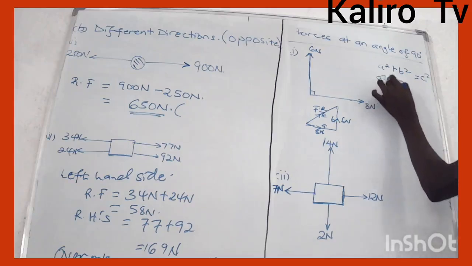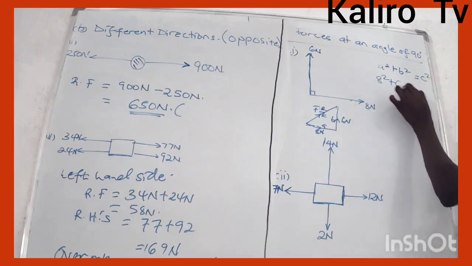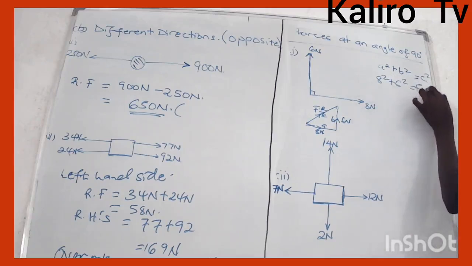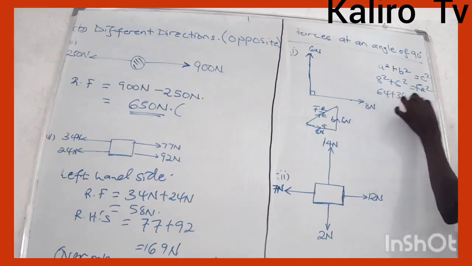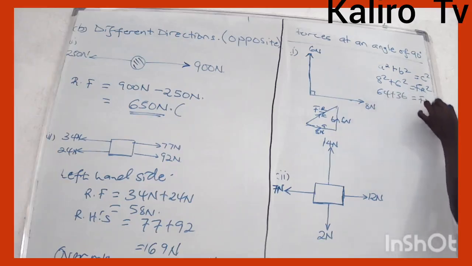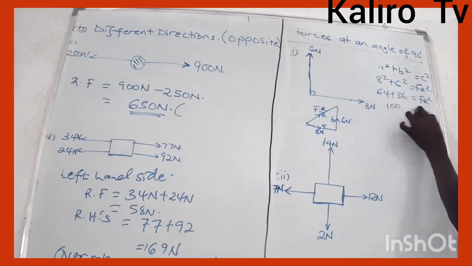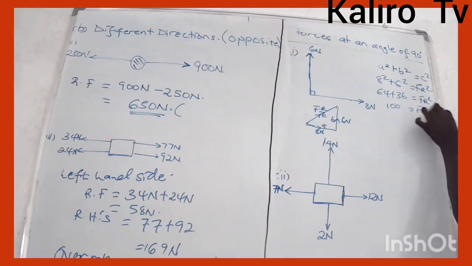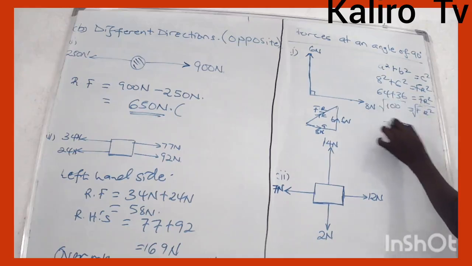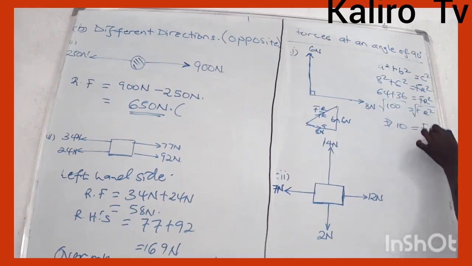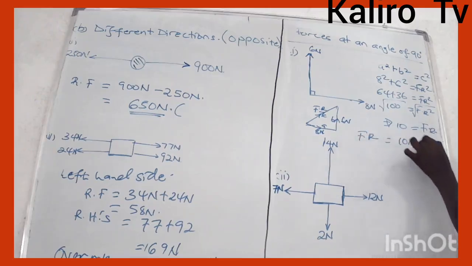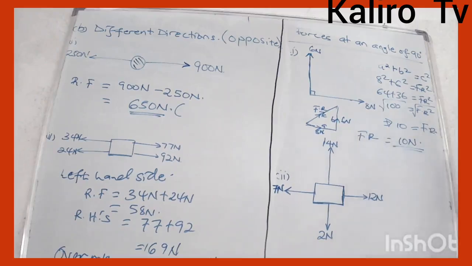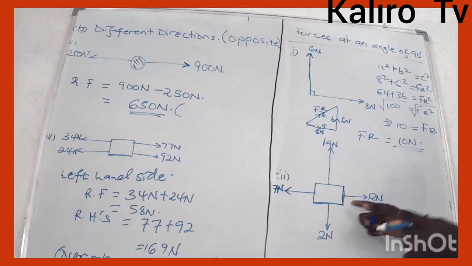So 8 squared plus 6 squared equals F R squared, or 64 plus 36 equals F R squared. 100 equals F R squared, so this gives us 10 when we take the square root to get the force resultant. So therefore the force resultant is 10 newtons. That one is getting the resultant. Now we check out this.